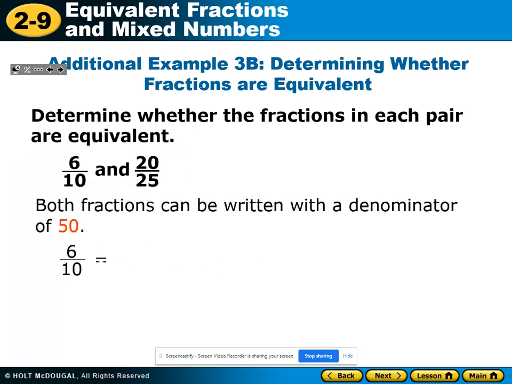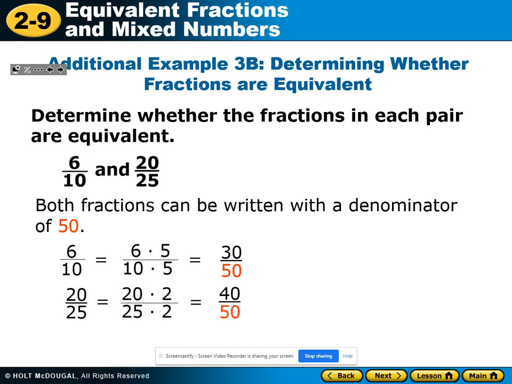All right, so 6/10. Oh, they even took another approach. They chose to say 10 will go into 50, 25 will go into 50. So we get 30 over 50, and we get 40 over 50. Watch what happens if you do this, though. 3/5, 4/5. Oh. Either way works. We just need to get their denominators the same. Then you can easily compare them and see if they're equivalent. Okay?